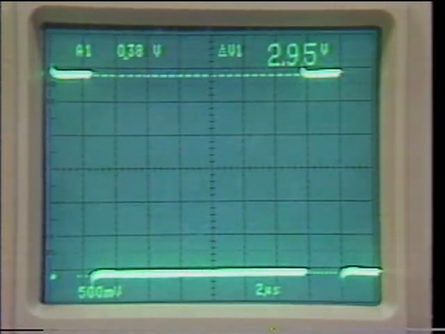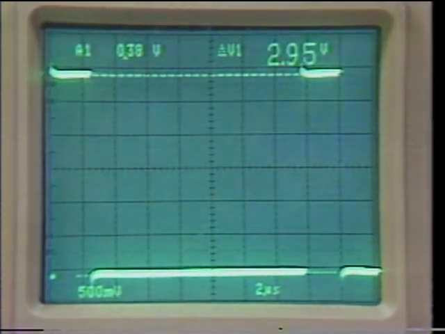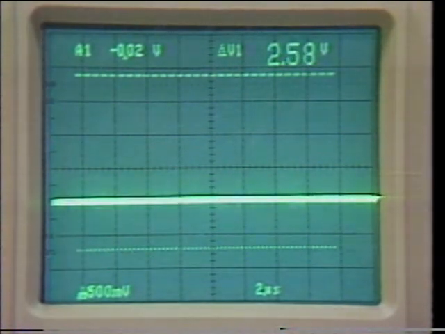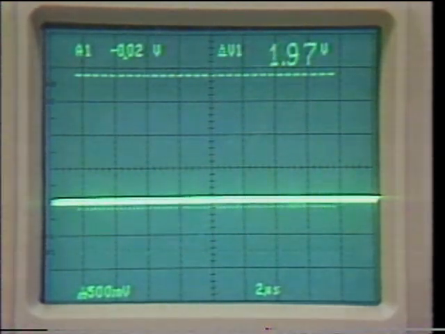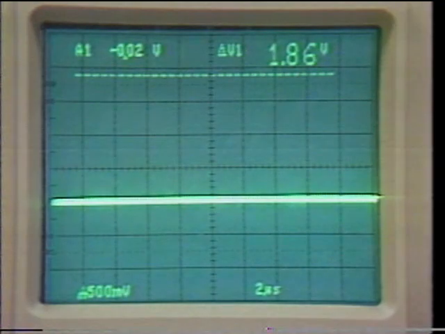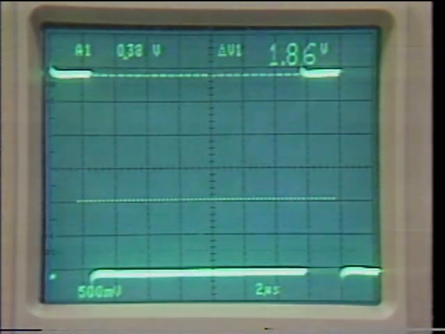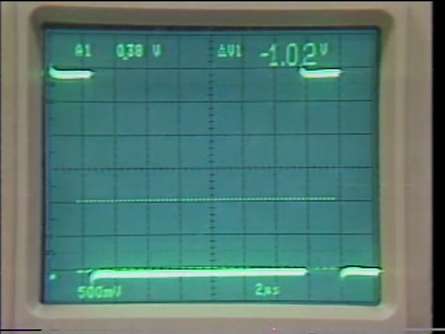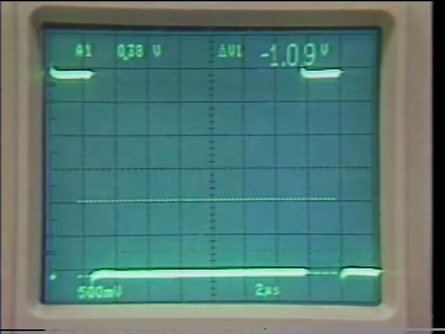Now, very often, of even greater significance is the location of each of these levels with respect to ground. So let's make that measurement. To do that, we change the input coupling of the channel that's displaying the signal to ground, and we move the reference cursor to overlap the trace that we have in the ground position. We reconnect the signal, and now we see that the positive level of the signal is plus 1.86 volts. And now to see the bottom or negative level, minus 1.09 volts.